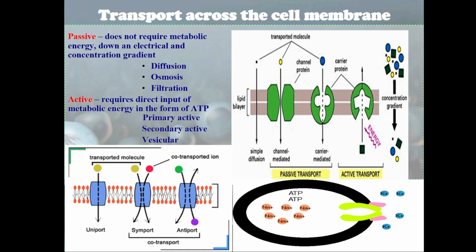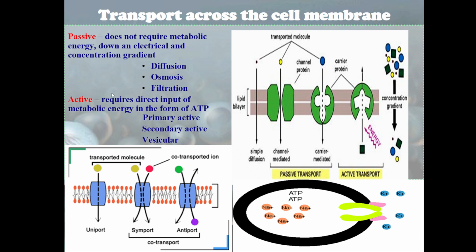So one more time, let's repeat briefly. Passive transport, which does not require energy and takes place down electrical and concentration gradients, is subdivided into several subtypes. The first subtype is called diffusion, which in turn is subdivided into simple and facilitated, then osmosis, and filtration. Active transport is generally subdivided into two subtypes, primary and secondary active transport.